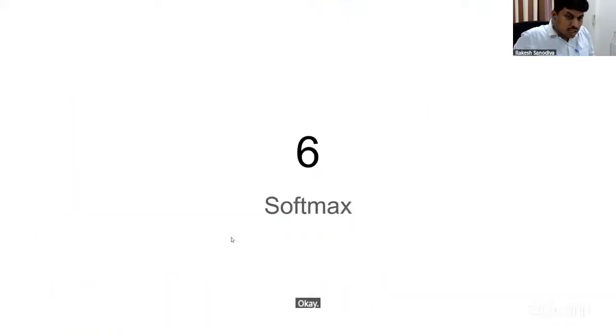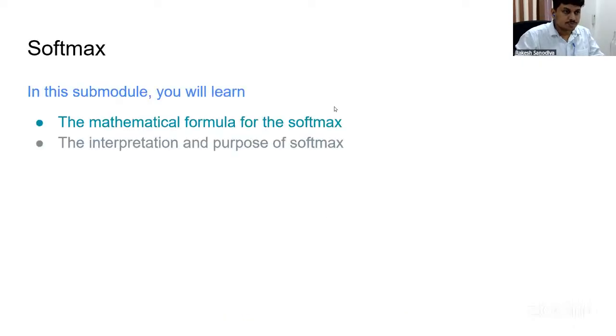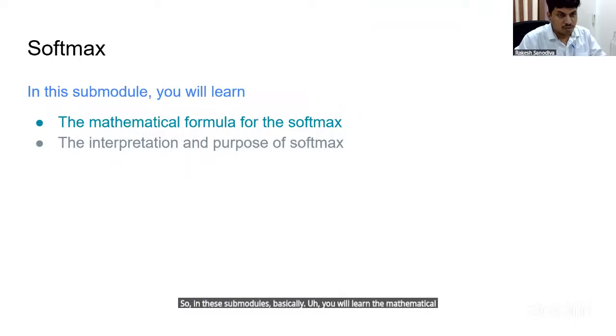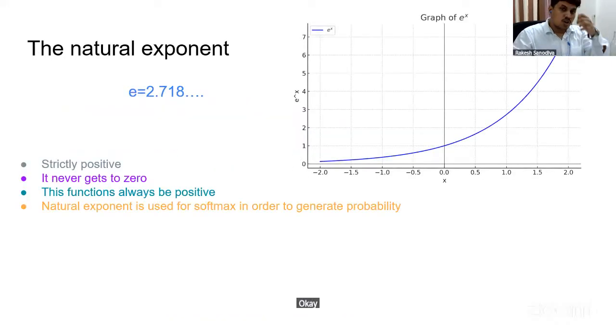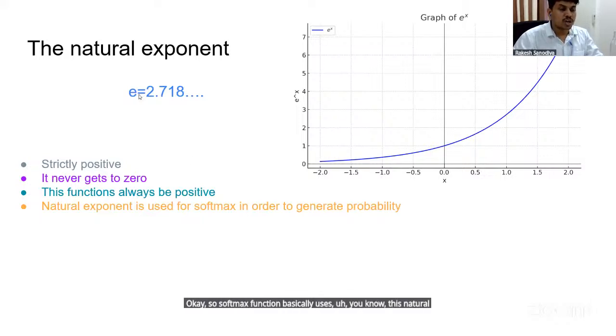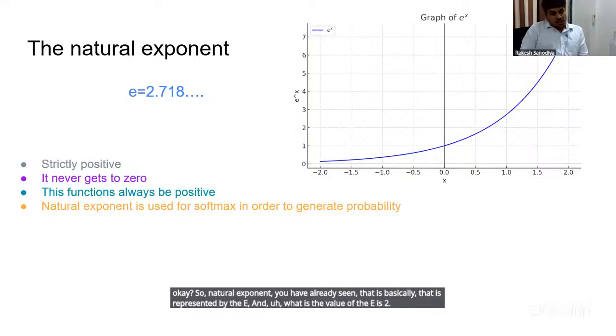Okay, now coming to the softmax function. In these modules, you will learn the mathematical formula for the softmax, and its interpretations and purpose. The softmax function uses the natural exponent. You have already seen the natural exponent, which is represented by e, and the value of e is 2.718 and so on.